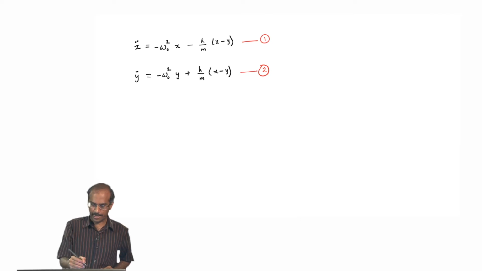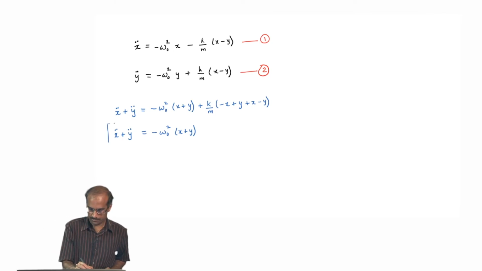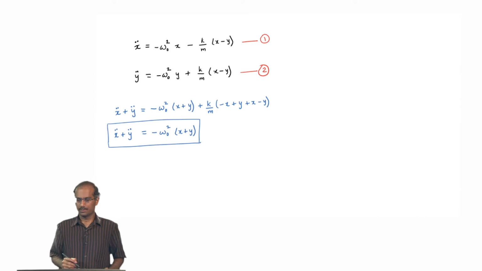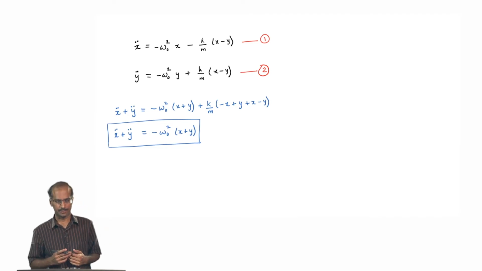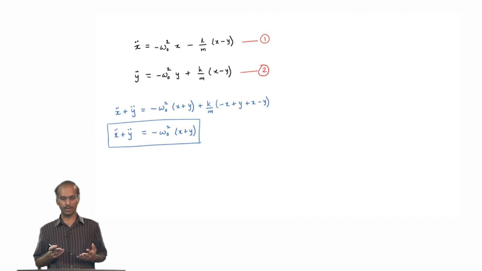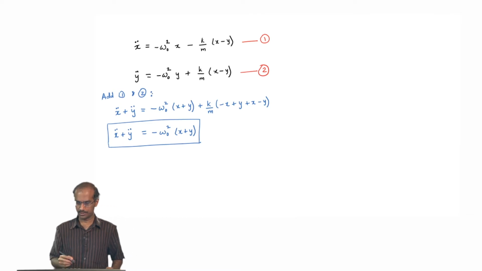Let me first add the two equations. If I add the two equations, I have an equation which looks like this. Before we understand this, let me also do the second part that I said. Now I have added equation 1 and 2, and that is what gave you this.